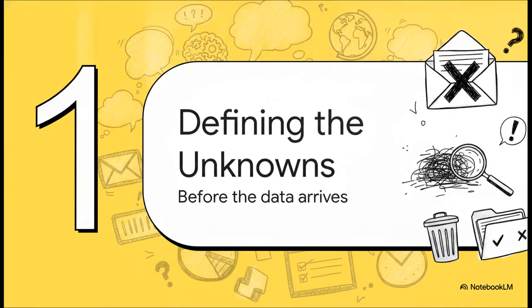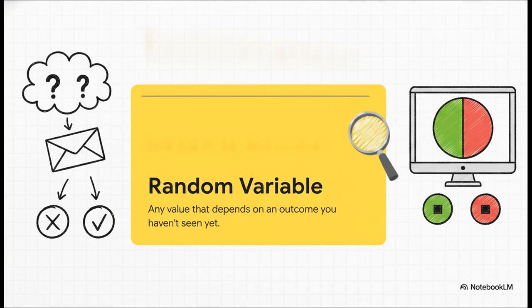All right, let's kick things off with Section 1, defining the unknowns, or how models view the world before the data even arrives. Our very first concept is the random variable. Now, to ground all of this, let's think about building a spam filter for your inbox. Before an email actually shows up, you obviously don't know if it's spam or not. Any value that depends on an outcome you haven't seen yet is a random variable.